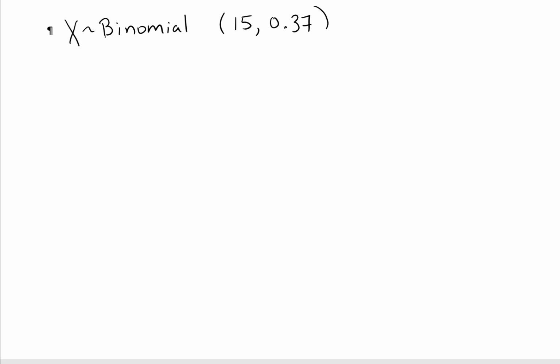Now let's look at a new example. X is a binomial random variable. The number of trials is 15 and the probability of a success is 0.37. First, we're going to find the mean and the standard deviation of this binomial random variable, remembering that our n is 15 and our p is 0.37. So remembering that mu equals n times p, and replacing n with 15 and p with the probability of a success, which is 0.37, we can calculate the mean. So the mean of this random variable is 5.55.